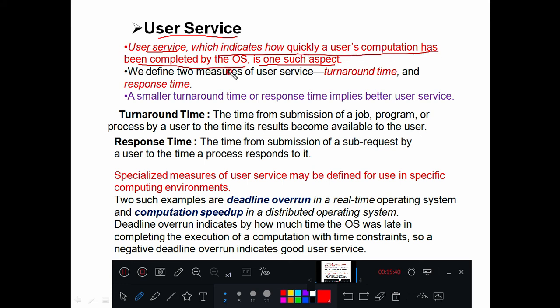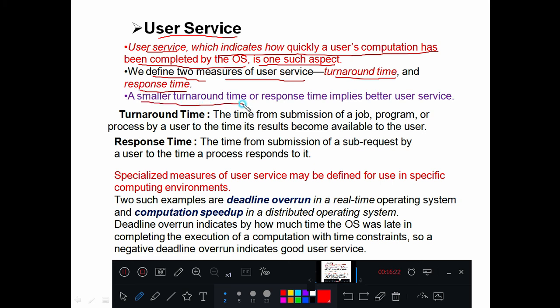What is user computation here? User computation is giving a program, giving a process, or requesting IO devices or resources. So how fast that request is fulfilled by the operating system is nothing but user service. We define two measures of user service: turnaround time and response time, as I already discussed when I was discussing the table in the first slide, with the aspect, the measure, and the description. I have already explained them, but no problem, I'll explain it again.